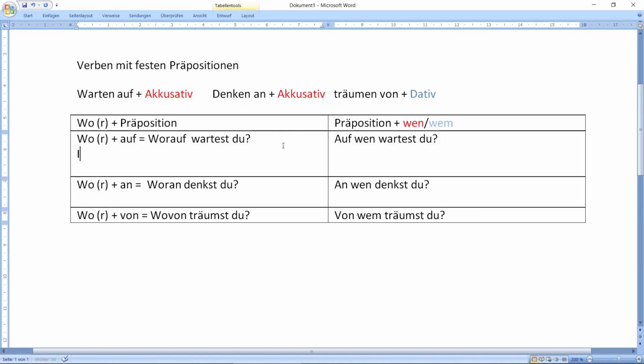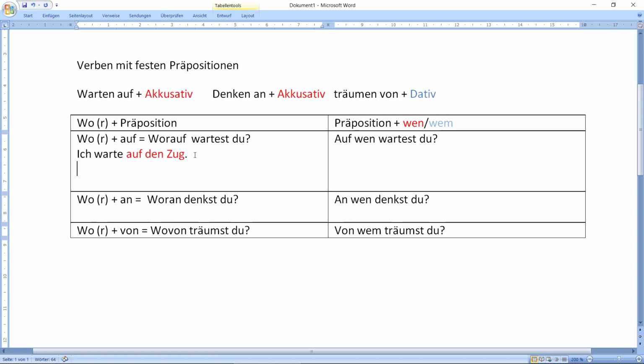Worauf wartest du? Ich warte auf den Zug. I'm waiting for the train. So we take auf den Zug, it is red because warten auf plus Akkusativ. Auf den Zug, this is der Zug, masculine. Ich warte auf den Zug. This is the first thing.